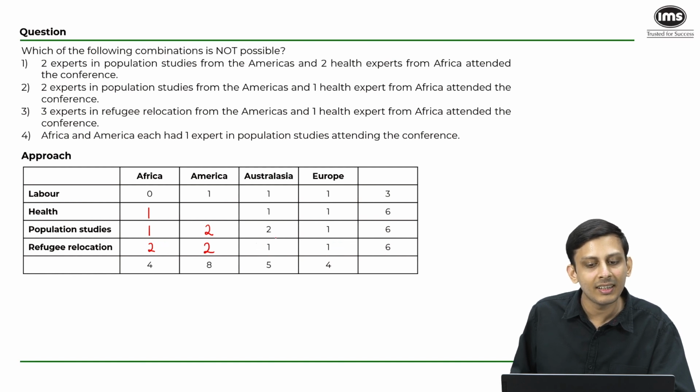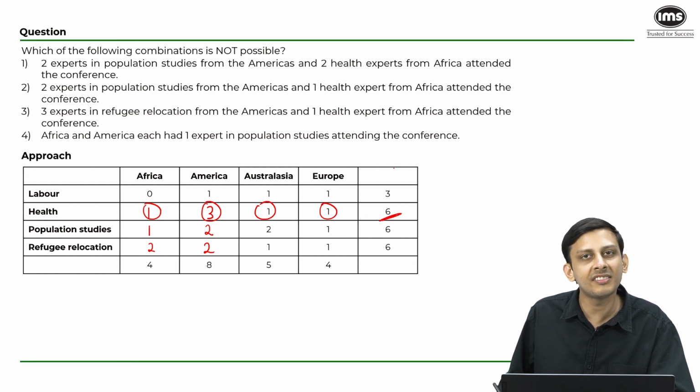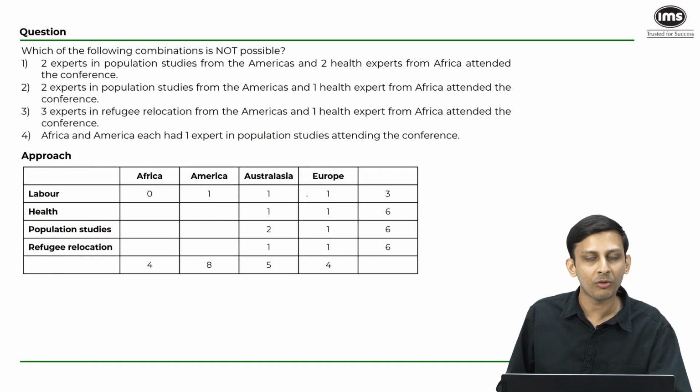And similarly, now we know total for America is 8, out of which we have 5 so far. So the remaining 3 will come here. And this 3 with 1 plus 1 plus 1 will give us the total of 6. So there is no inconsistency. This is perfectly possible, therefore this is not the correct option. So let's move on to the third option.